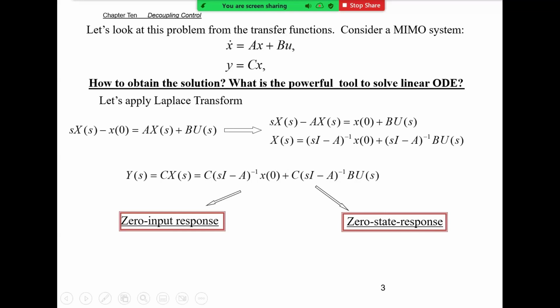That is for your mini project. And when you look at stability, you are mainly looking at how the system responds when the initial condition is not zero. You have to look at this term.